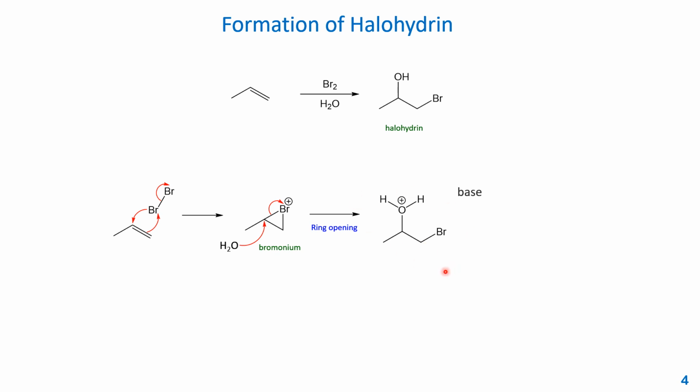And then the next step will be the base deprotonating the proton. Take the proton and push the sigma bond back to the oxygen. The electrons go back to oxygen, neutralize the carbocation, sorry, not carbocation, the positive charge. And then the product is formed as this bromohydrin. So that's the three-step mechanism of this formation of halohydrin.